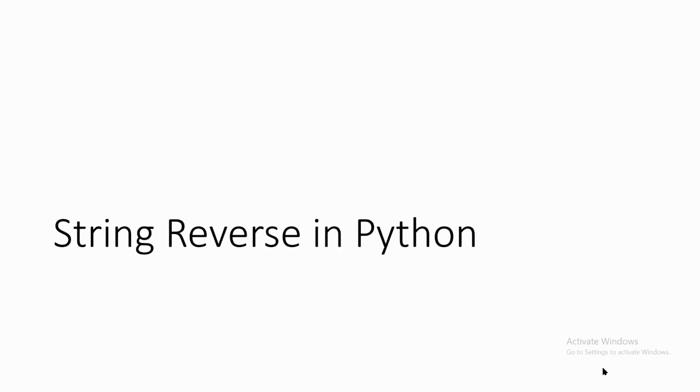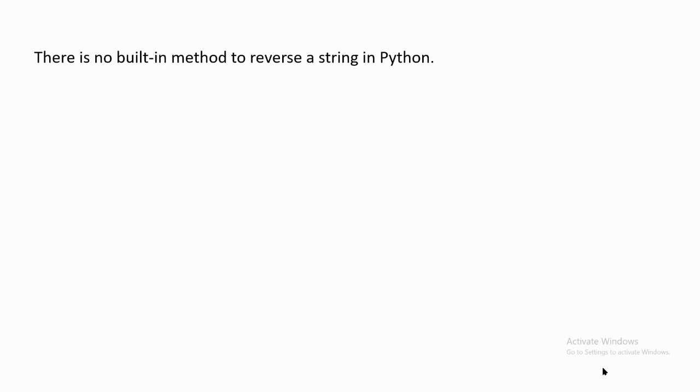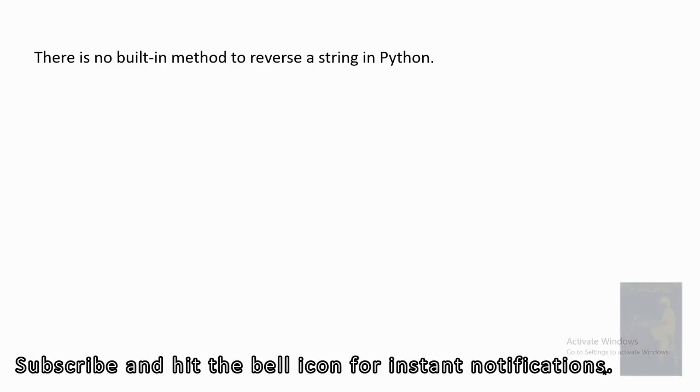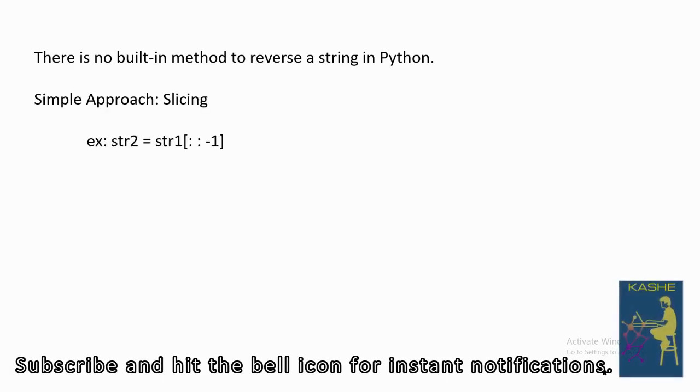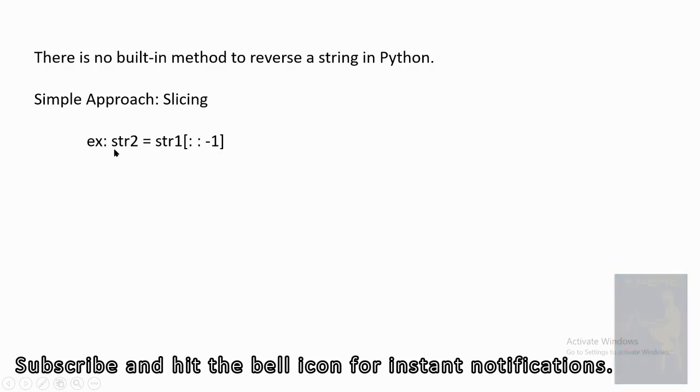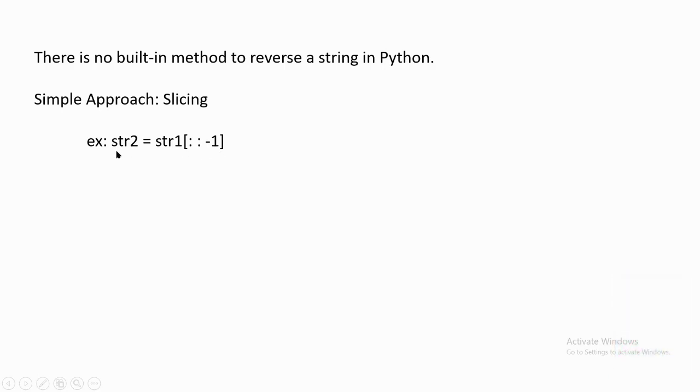Next, string reverse in Python. In Python also there is no built-in method to reverse the given string. Now I am presenting a simple approach to reverse a given string by using slicing. See, in this example, I have reversed string 1 by using slicing with step -1, and then I got a reversed string that I am loading into string 2. This means that slicing starts at the end position and ends at position 0 with a step -1, which gives the string in the reverse order.